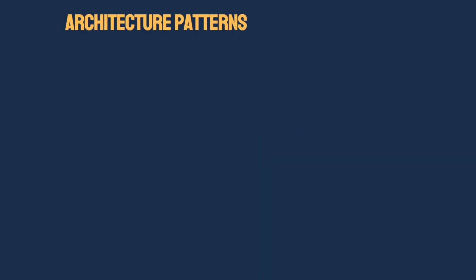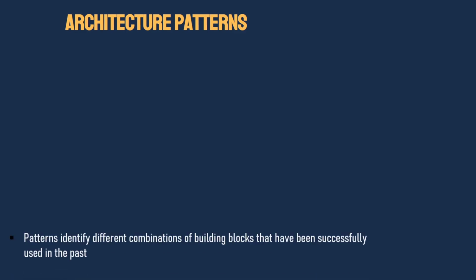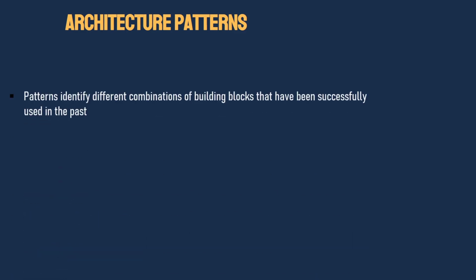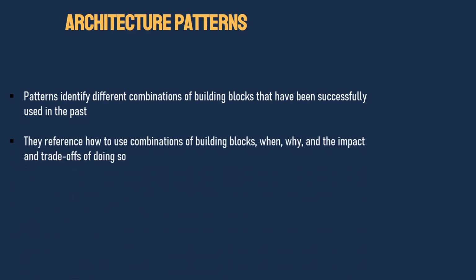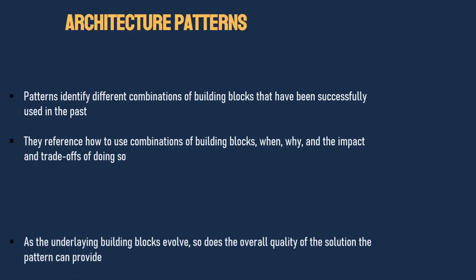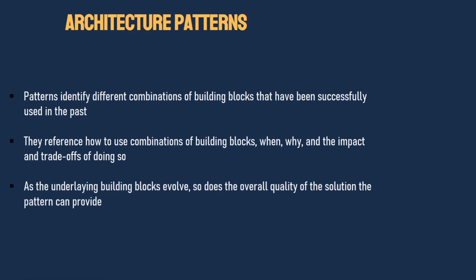Architecture patterns are like recipes. They identify different combinations of building blocks that have been successfully used in the past. They reference how to use combinations of building blocks, the when, the why, and the impact and trade-offs of doing so. As the underlying building blocks evolve, so does the overall quality of the solution and the pattern that they can provide.